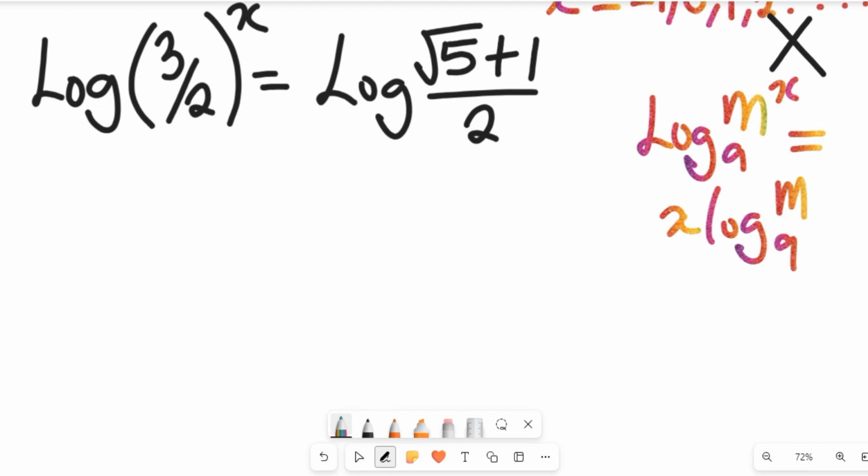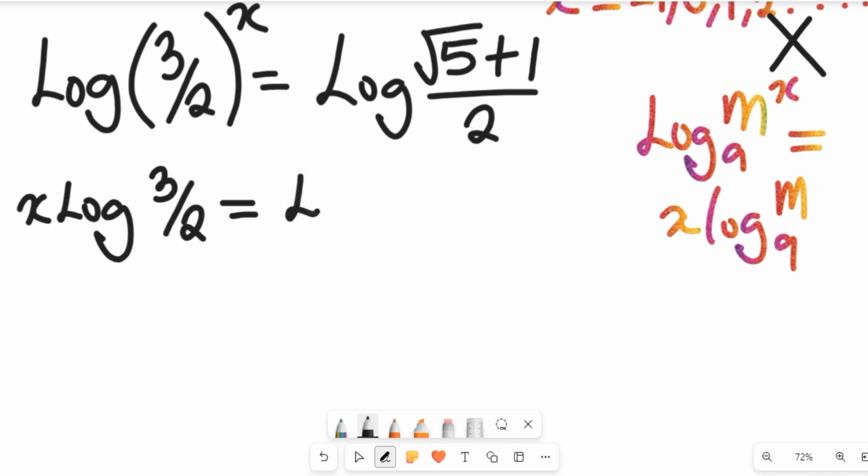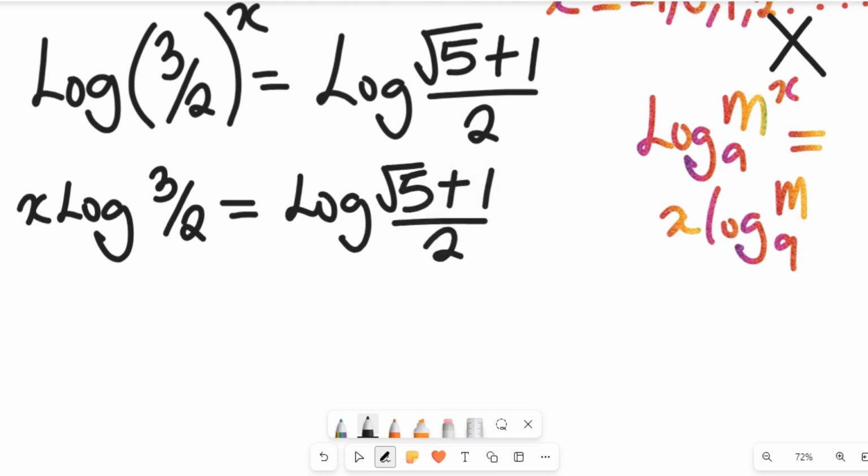Base a. So if we have that logarithm expression, that means this value of x on this side is going to get behind the logarithm. So we'll have our x log of 3 divided by 2, while this will be equal to the log of root 5 plus 1 divided by 2.